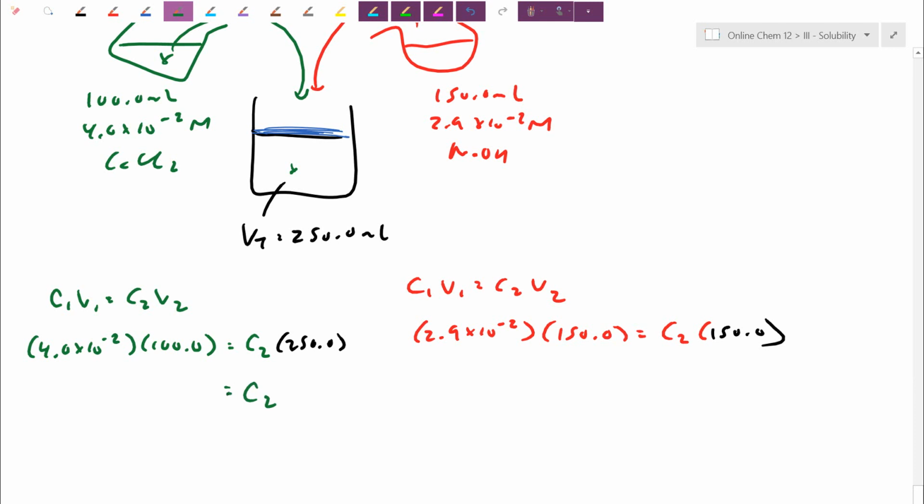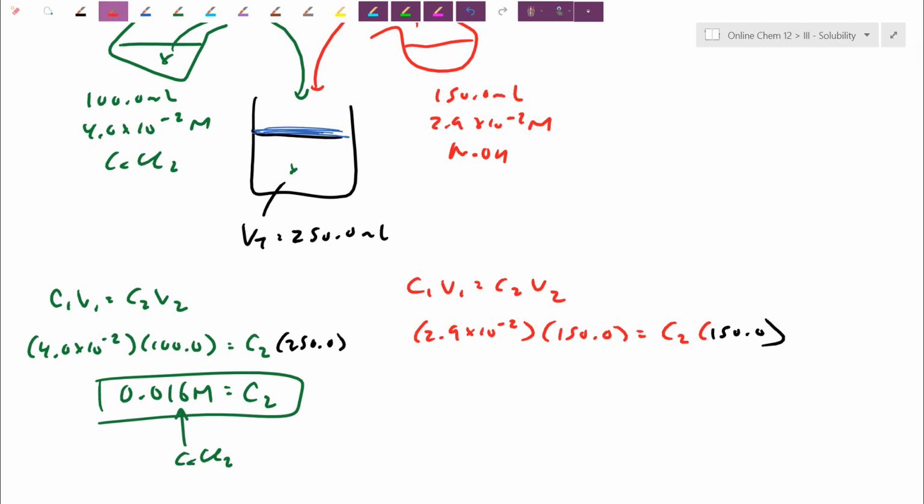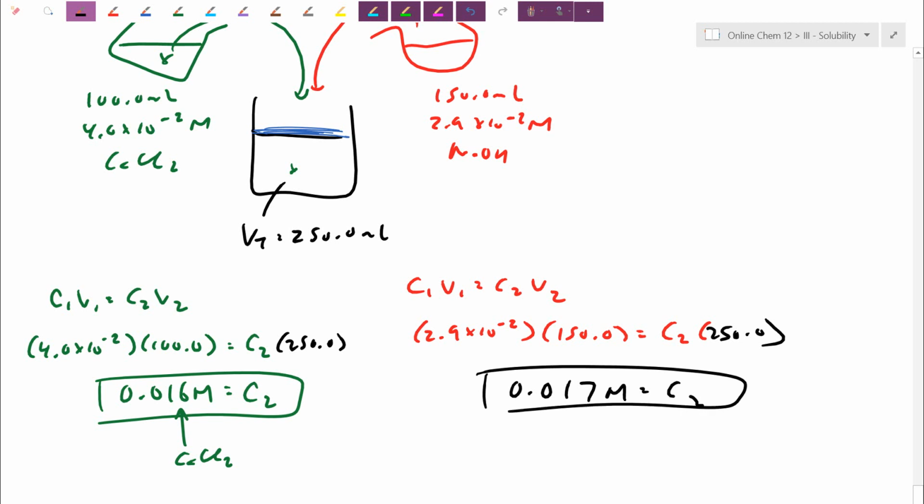So 4e negative 2 times 100 divided by 250. This gives me 0.016. That's your concentration of the calcium chloride, CaCl2. On the other side here, 2.9e negative 2 times 150 divided by 250 here. Total volume here should be bigger. Right. That's why it gets diluted, divided by 250, and this gives me 0.017. And that concentration there is the concentration of NaOH.